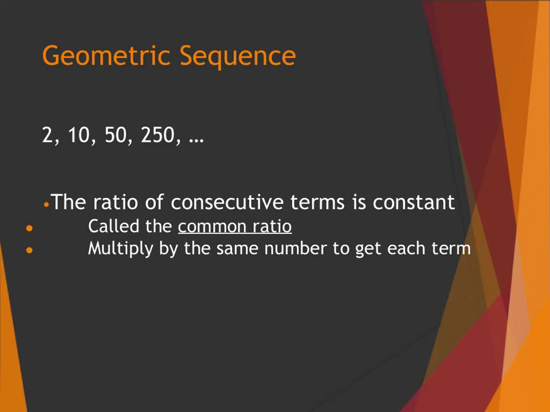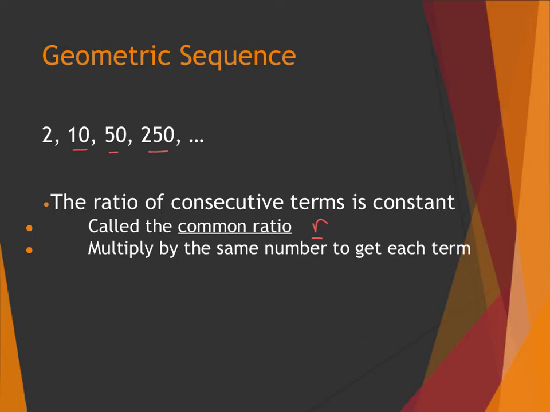So the ratio of consecutive terms is constant in a geometric sequence, just like we showed you, and it's what we call the common ratio. A lot of times it is shown with the lowercase r. Essentially, that means we can multiply by the same number, this r value, to get each term. So if I took 2 and multiplied it by 5, I would get 10. If I take 10 and multiply it by 5, I'd get 50. 50 times 5 is 250.